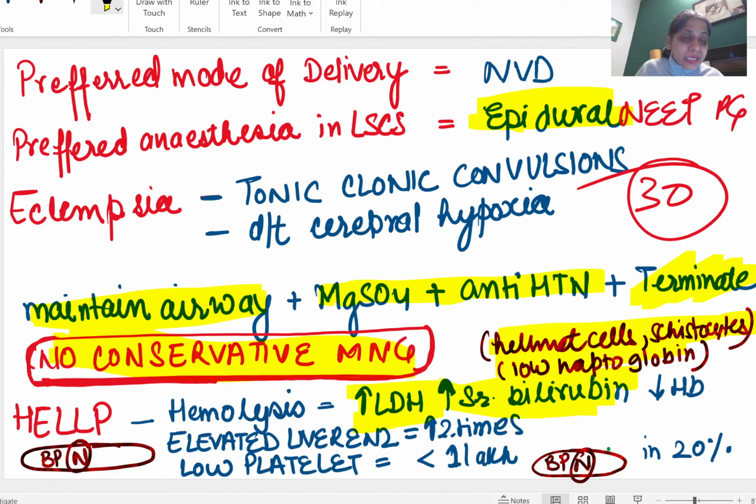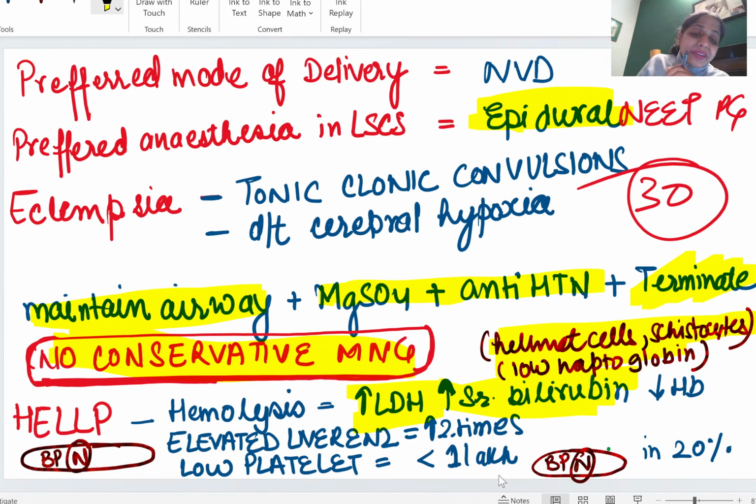That is asked in our exam. No great things. Simple. They only twist the hemolysis criteria. They give LDH is increased, serum bilirubin is increased, haptoglobin is low, helmet cells. And you have to remember one thing.